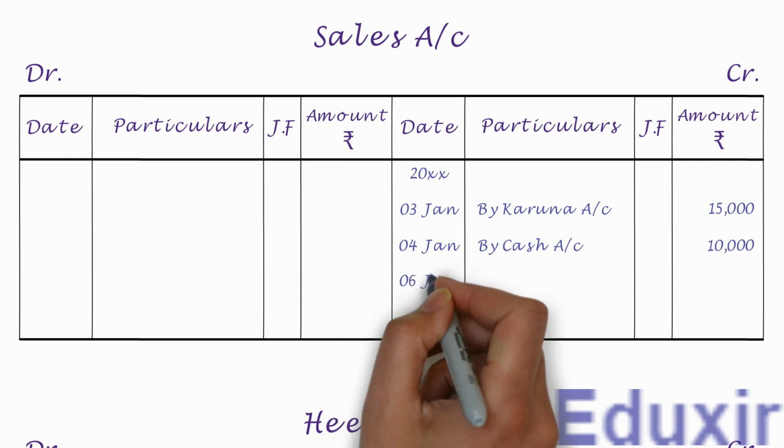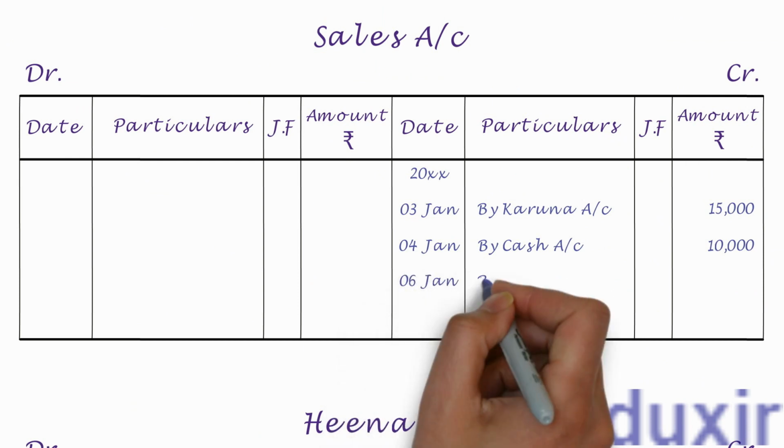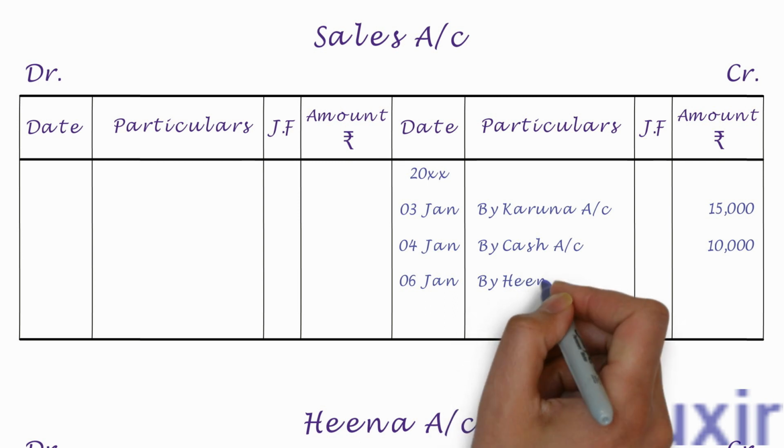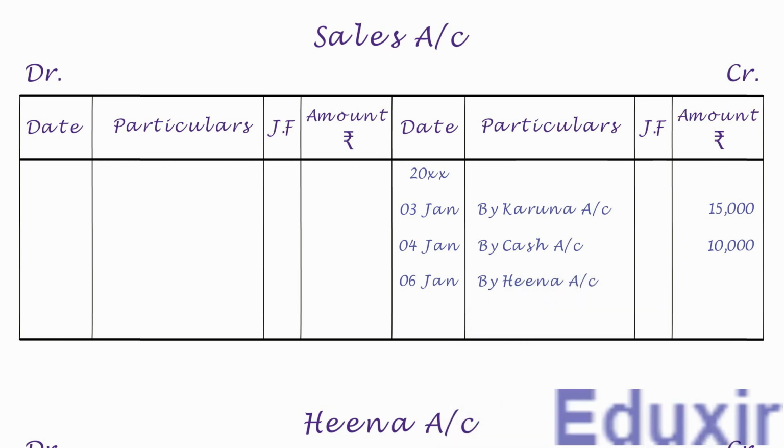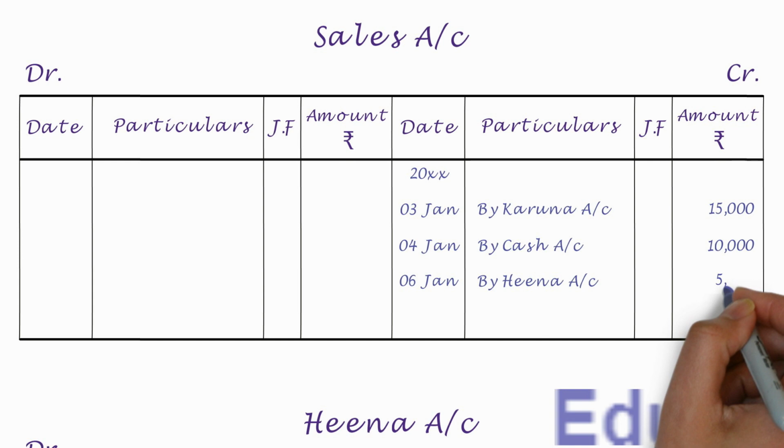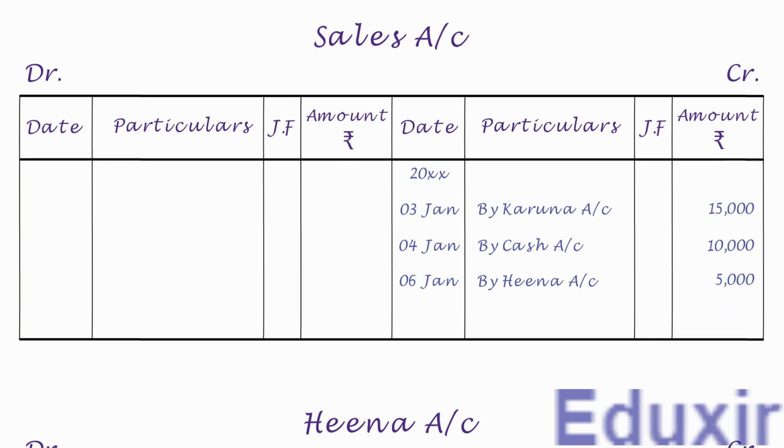On the credit side, let us first write the date in the date column. We need to write by Hina account into the particulars column. Let us write the credit amount of 5000 rupees into the amount column. That completes the posting of this journal entry into the sales account. Let us now take up the next entry.